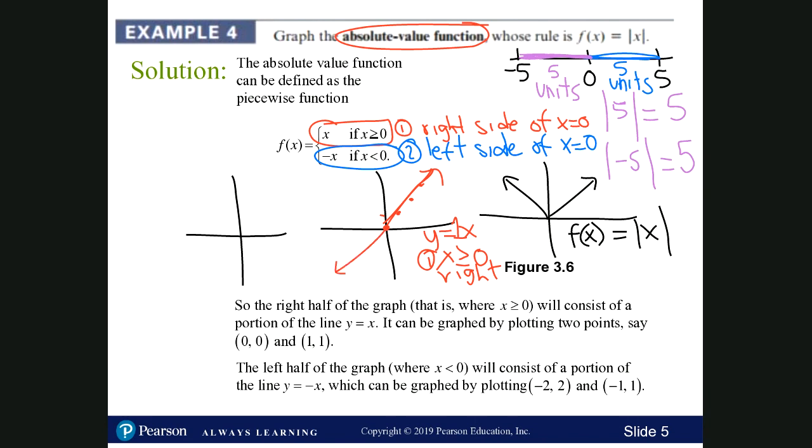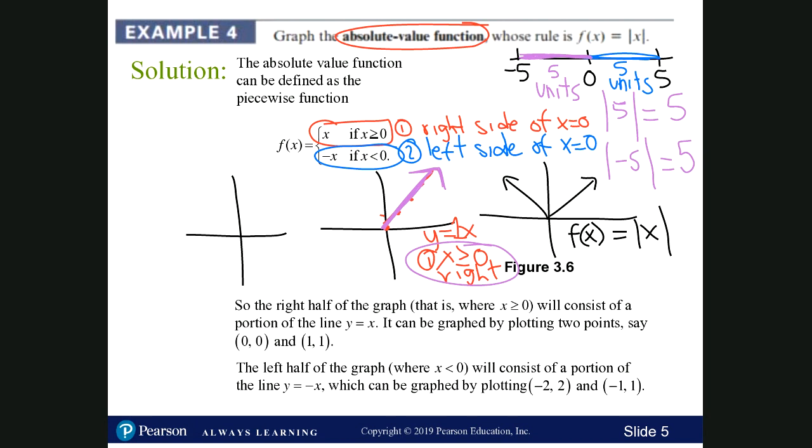But because we are only concerned with the numbers that are greater than 0, or the right side of that function, on the right side of 0, we only take this part right here. So then what we do is we're going to delete or erase that part. Look at the board.